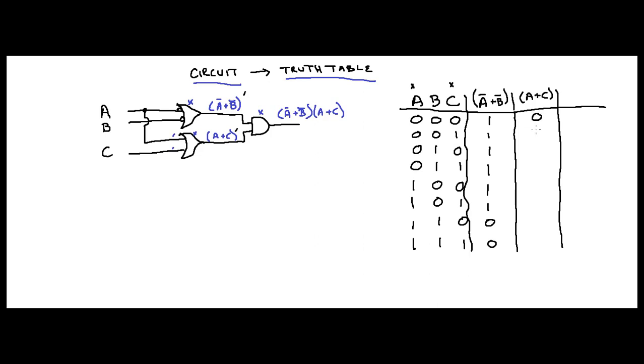This would be a 1. This would be a 0. This would be a 1. And look, the rest of them, A is a 1, right? On all the cases. So this would simply be 1, 1, 1, 1. Got it?